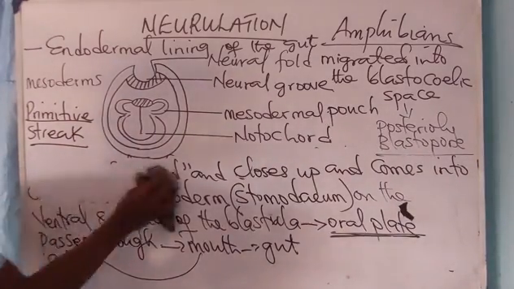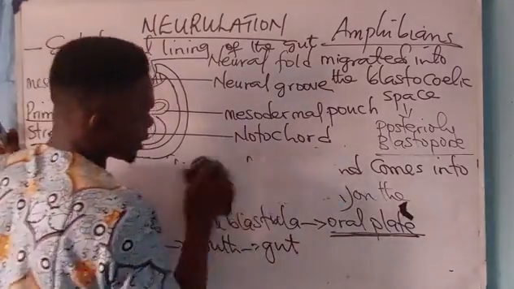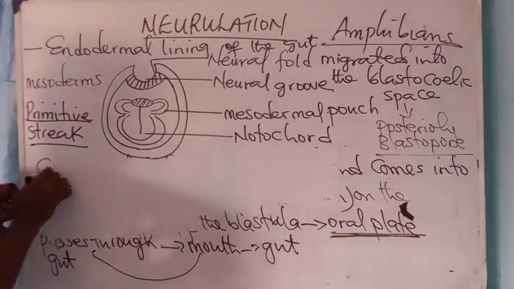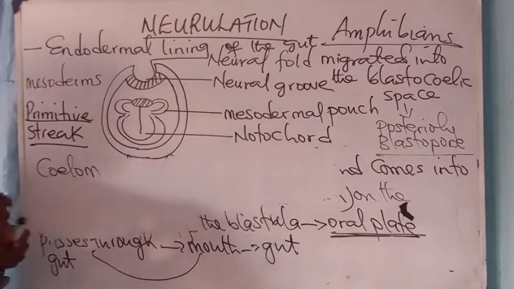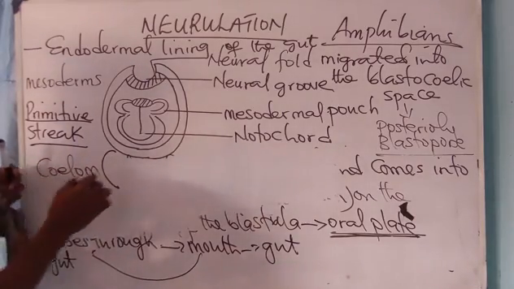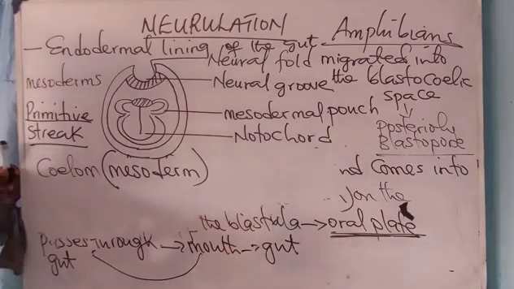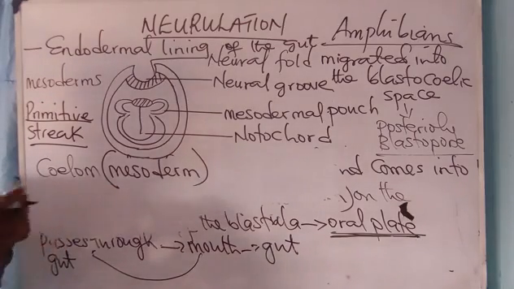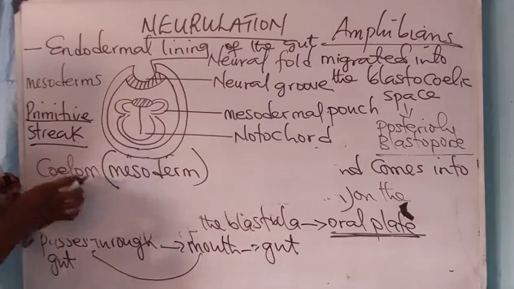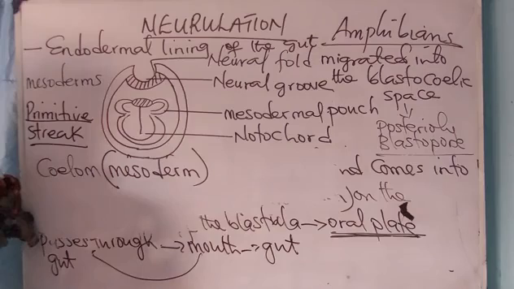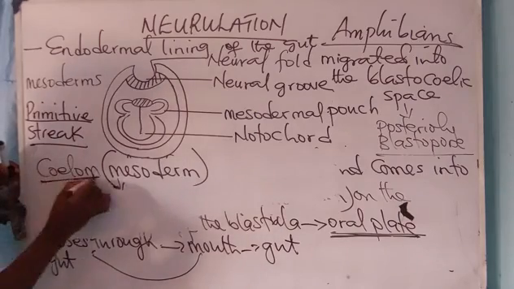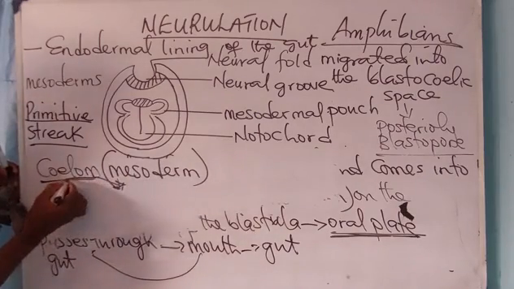What about the coelom? What did I tell you about the coelom? Coelom, that is C-O-E-L-O-M. I told you that the coelom is actually a body cavity surrounded by the mesoderm. Now, the mesoderm surrounds the body cavity, the fluid-filled cavity, which is the coelom, and this is surrounded by it. And what now happens after that? See, this mesoderm which surrounds the coelom.